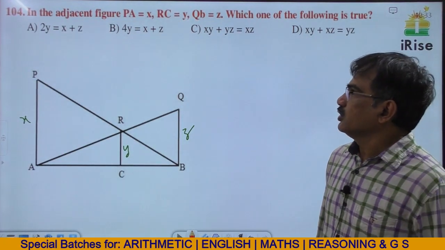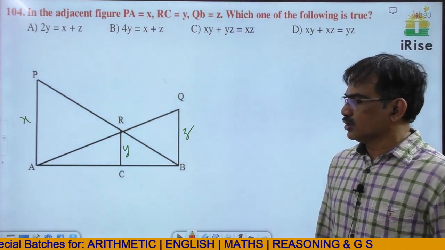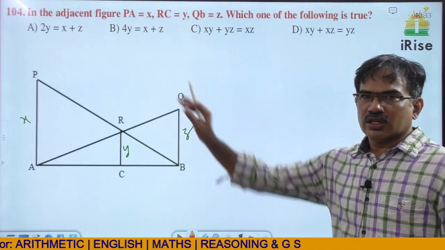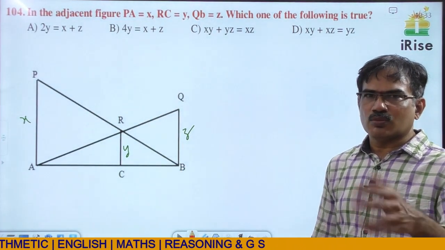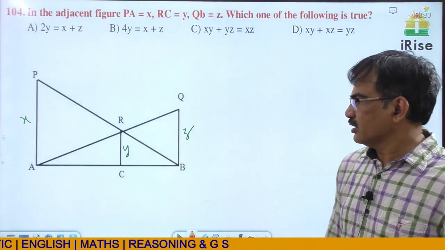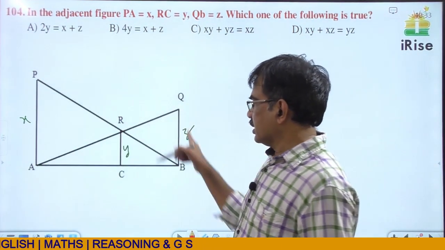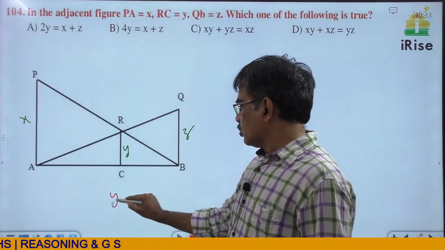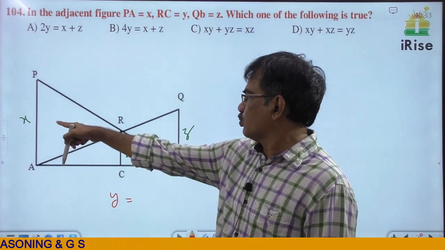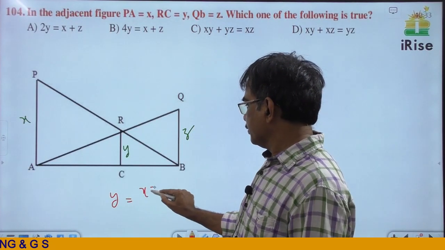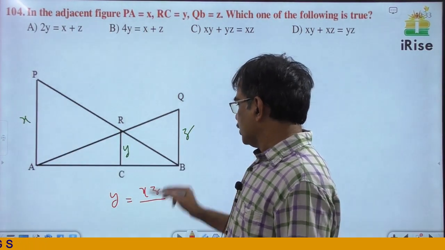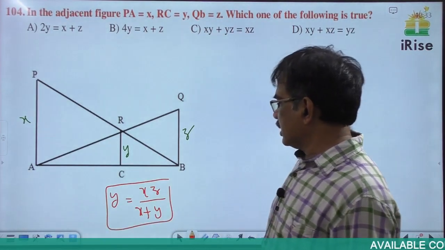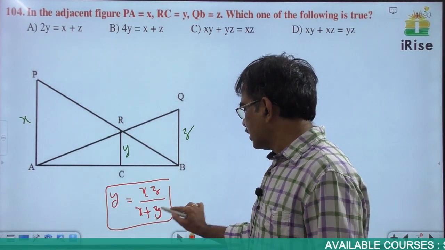Okay, so here I want to solve this question. I want to give the proof of this question, but you can use this proof for some more problems, please. Here the very simple condition is this: y is equal to, this is the answer actually, product of these two by sum of these two. Y is equal to xz by x plus z.